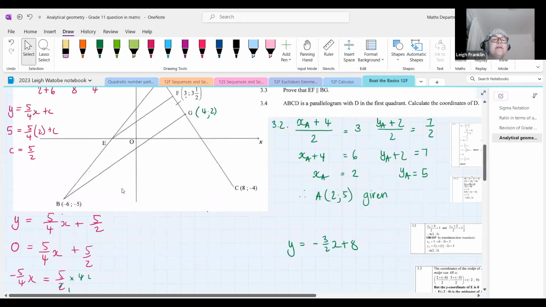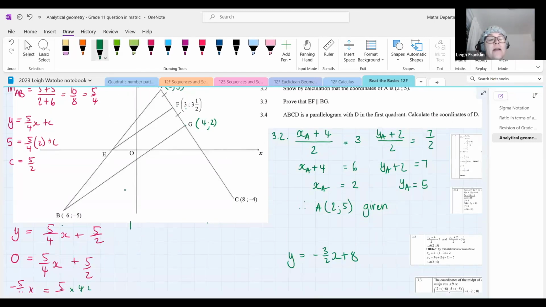Good. Now, let's calculate the gradient of line EF. There we go. You guys are getting 7 over 10. That's 7 over 2 minus 0 over... okay, so that's 7 over 2. I'm also getting 7 over 10. Well done.